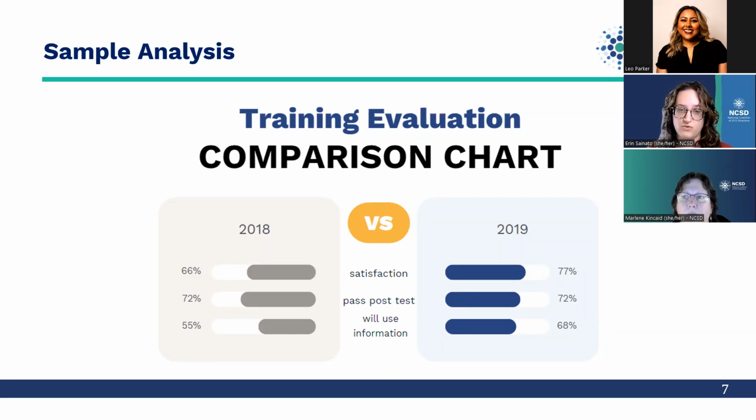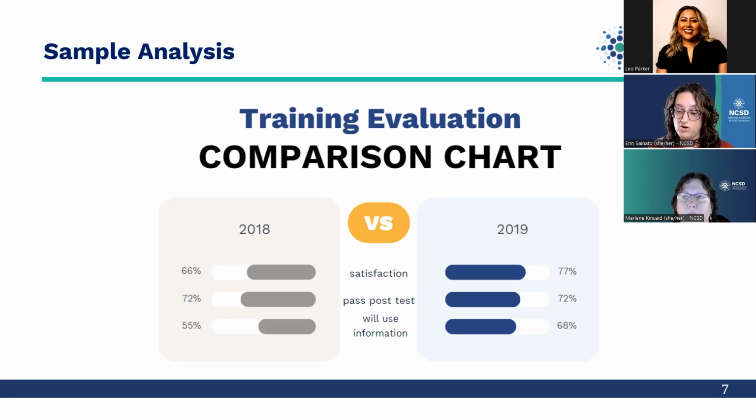So same training, retooled. We want to compare the satisfaction, how they're doing on the post test, and if they will use that information. And we can see that in 2018, 66% of participants were satisfied with the training, and that moved up to 77% in 2019. So that's excellent news. We're really happy with that. However, when we look at who passed the post test, we see that it didn't change. So we had 72% in 2018 and 72% in 2019. This could be an area that we need to improve in.